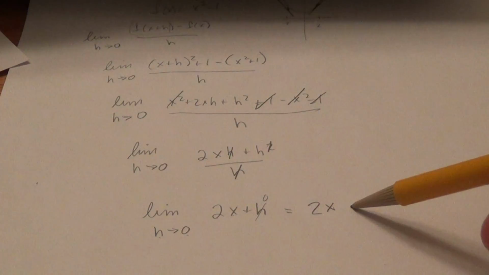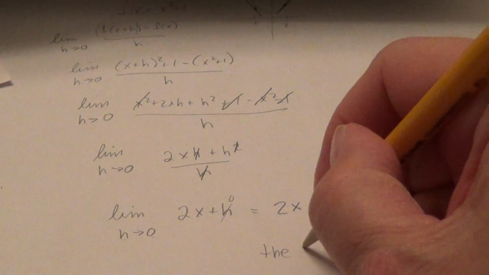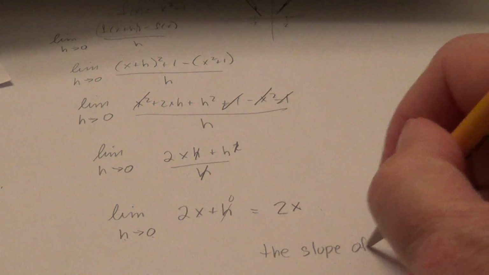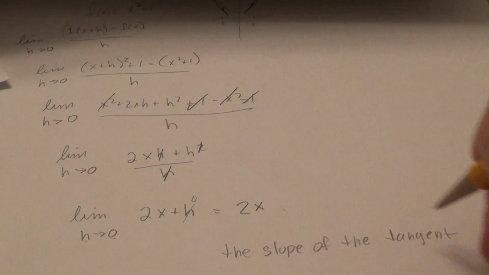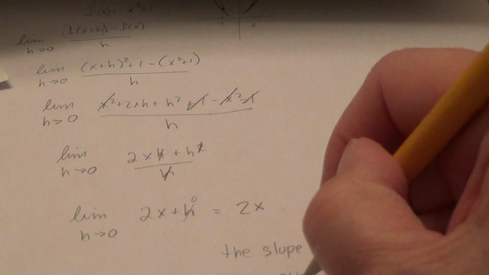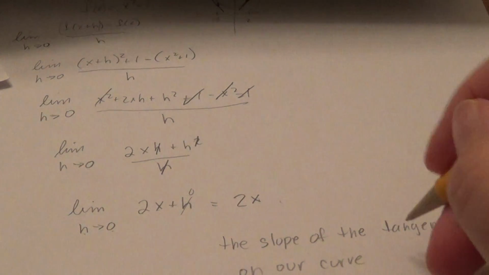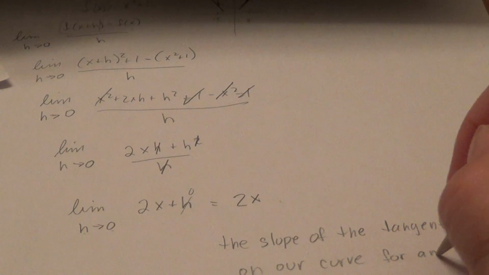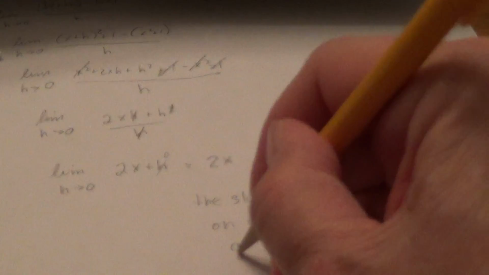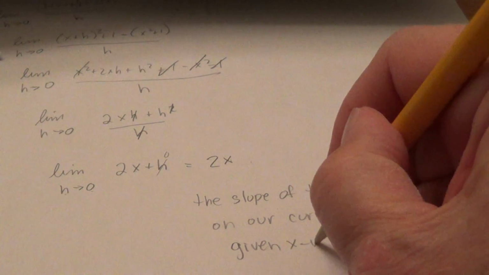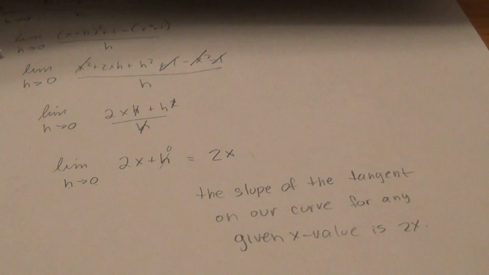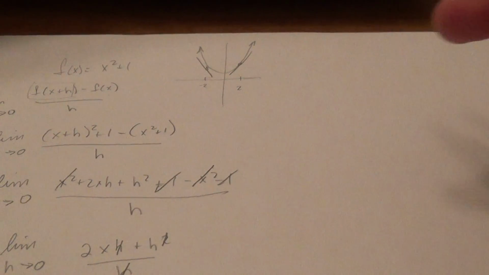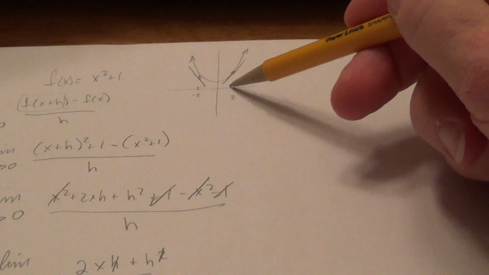That is our rule. We will use it to find, so this 2x, the slope of the tangent on our curve for any given x value is 2x. All right, so we'll go back up here and answer the question I originally proposed.